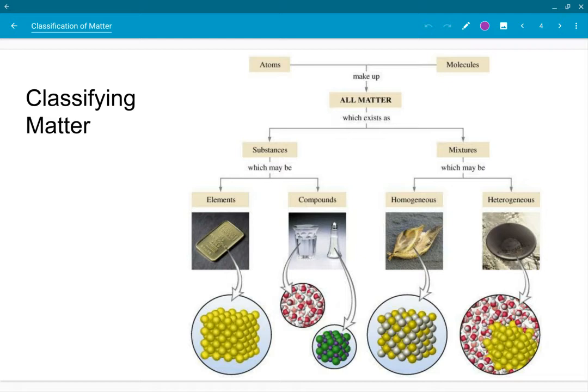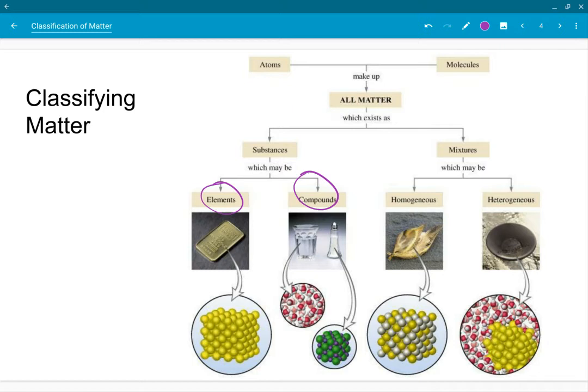Now, we could classify matter using this flowchart. So notice that atoms and molecules make up matter. Okay, and all matter can exist as either a substance or as a mixture. Substances can be further divided again into elements and compounds. And notice we have particulate diagrams here to show what that looks like. And then our mixtures can be subdivided into homogeneous or heterogeneous mixtures.